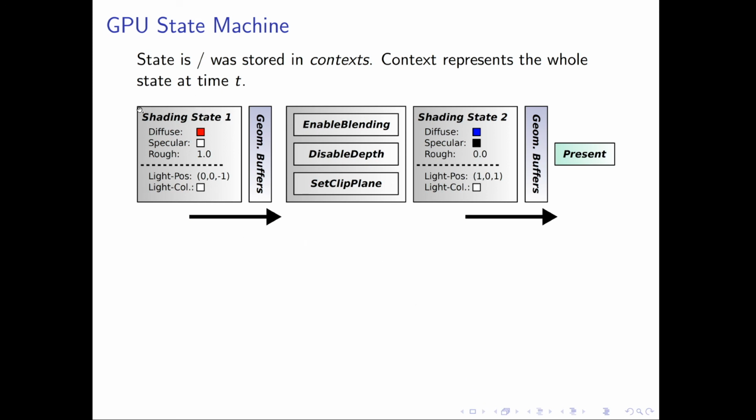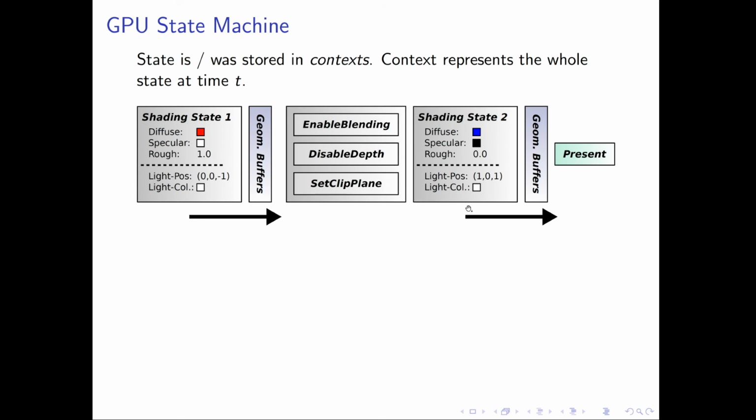We have our context and we have our state. For instance, we tell OpenGL that we have a diffuse material and a specular color of white and some certain light configuration. And then we would specify the geometry buffers that we're rendering. We would render another geometry buffer, and we would set up a new state. The state would, for instance, be comprised of some semi-transparent geometry, so we enable blending. We might also set some clip planes, and all that influences the shading state, the OpenGL context.